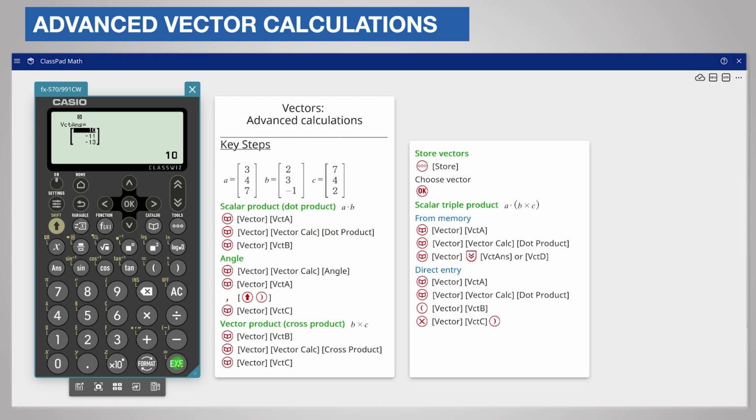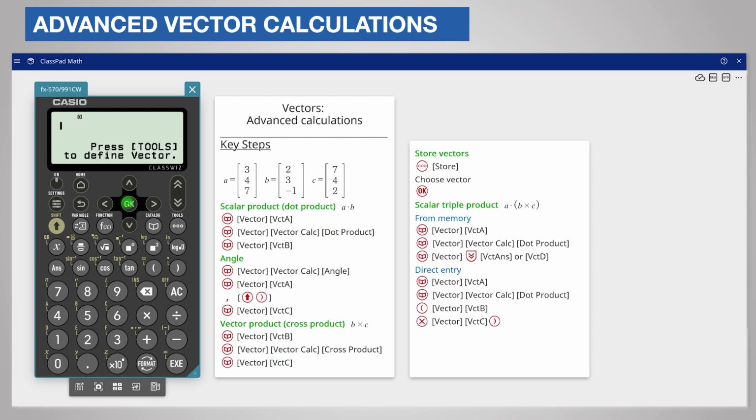The calculator stores the resulting vector in the vector answer memory, which you can see on the screen here. You can also store it to a particular vector memory if you want. Press the Tools key, choose Store, and then your chosen vector. I will choose vector D. Return to the calculation screen by pressing OK.